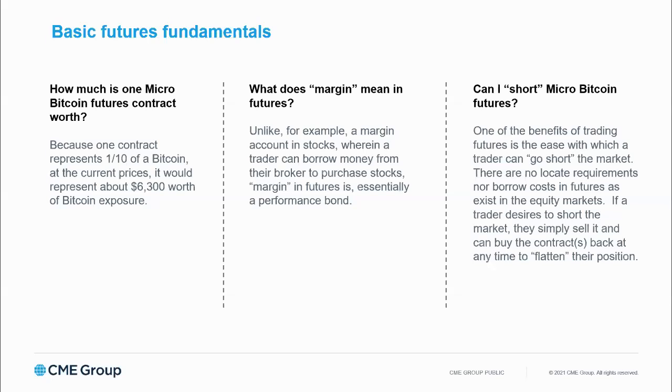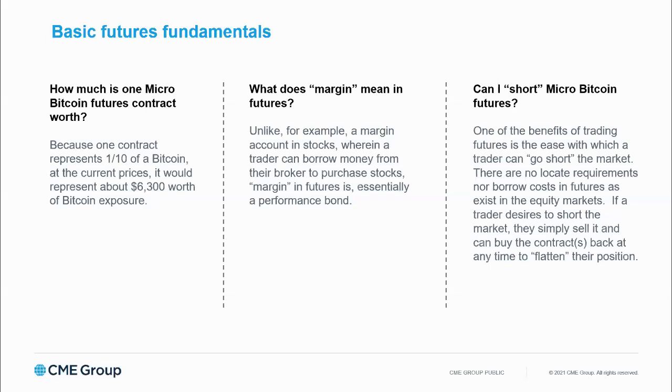So what does margin mean in futures? Unlike stock, margin on a futures contract is a performance bond. It is generally a percentage value of the notional that you will post in order to enter into that position. So it's different than other cash markets, where you have to borrow money to trade on margin. Futures margin's a little different.